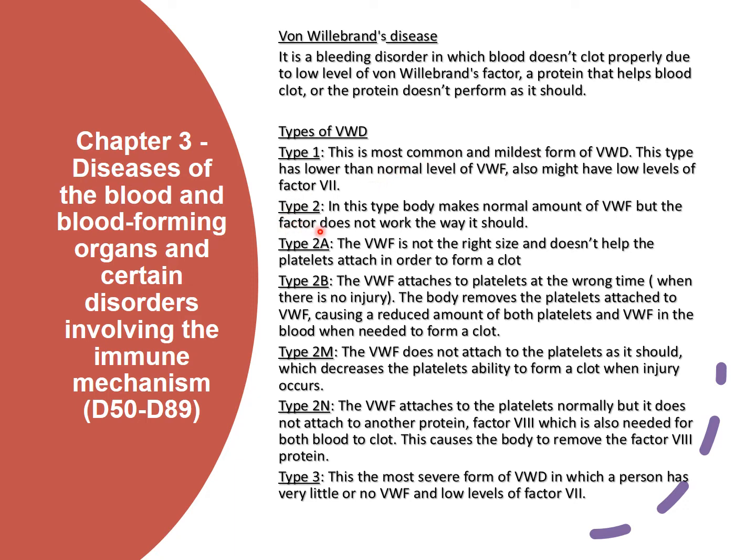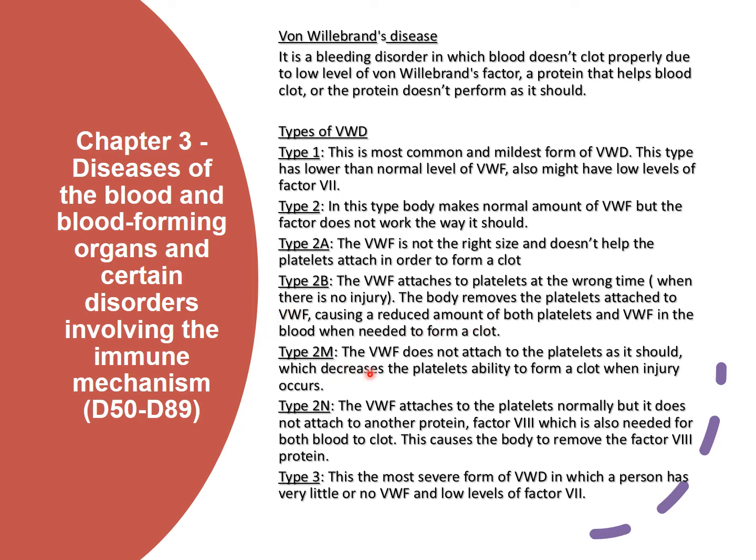Type 2. In this type, the body makes a normal amount of VWF, but the factor does not work the way it should. Type 2A. The VWF is not the right size and doesn't help the platelets attach in order to form a clot. Type 2B. The VWF attaches to the platelets at the wrong time when there is no injury. The body removes the platelets attached to the VWF, causing a reduced amount of both platelets and VWF in the blood when needed to form a clot.